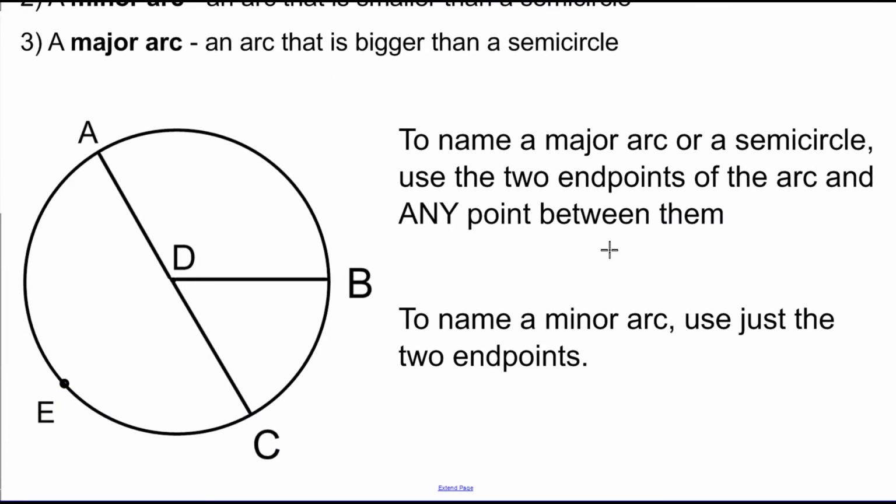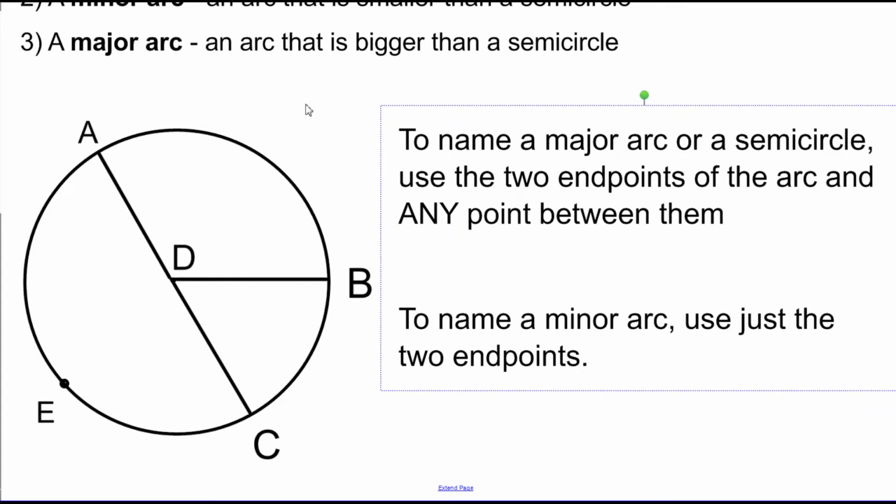Okay, so we have to be able to name these. If I want to name a major arc or a semicircle, we are actually going to use 3 points on the circle. Two of them are where the arc begins and ends, and the third one is any point between them in the direction you want to travel. Before we even talk about minor arcs, let's just discuss what this means.